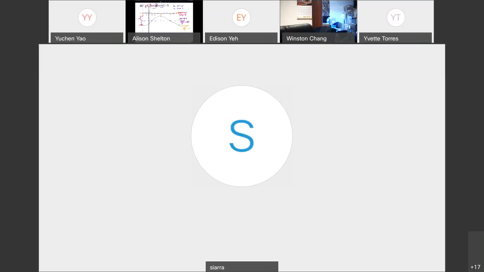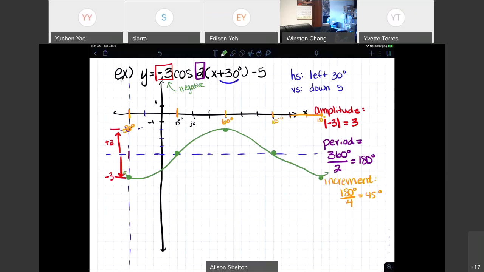Before I do some examples in radians, do we have any questions on graphing sine and cosine?